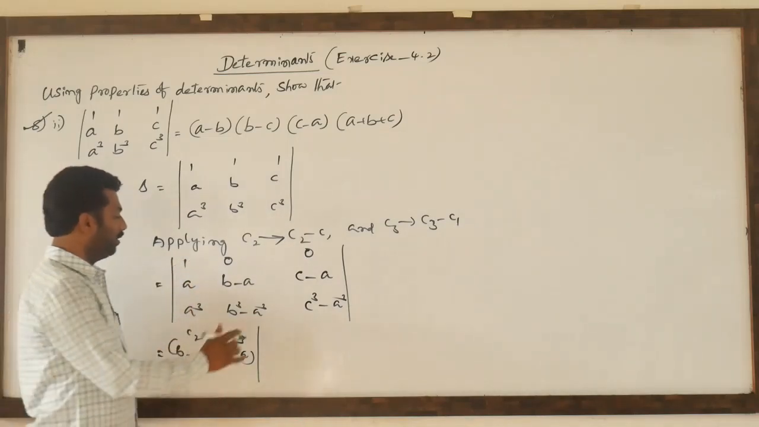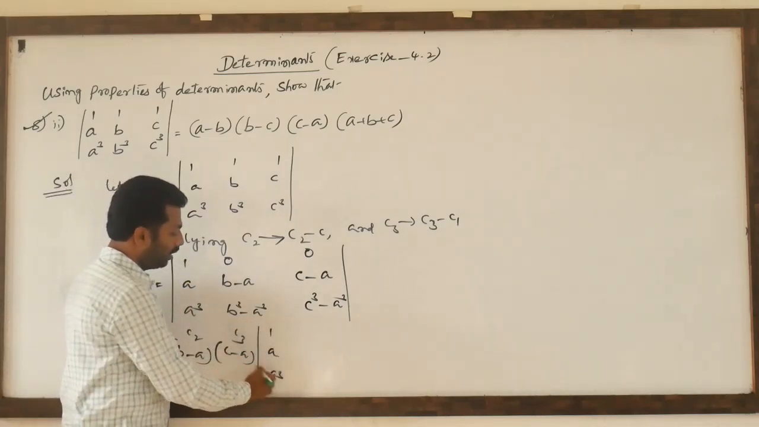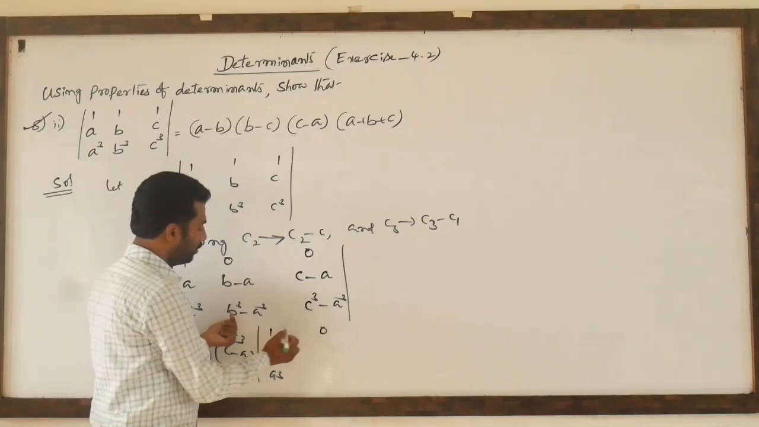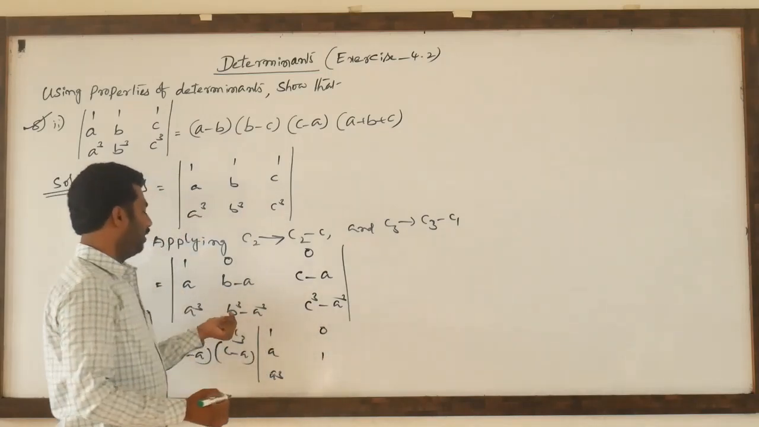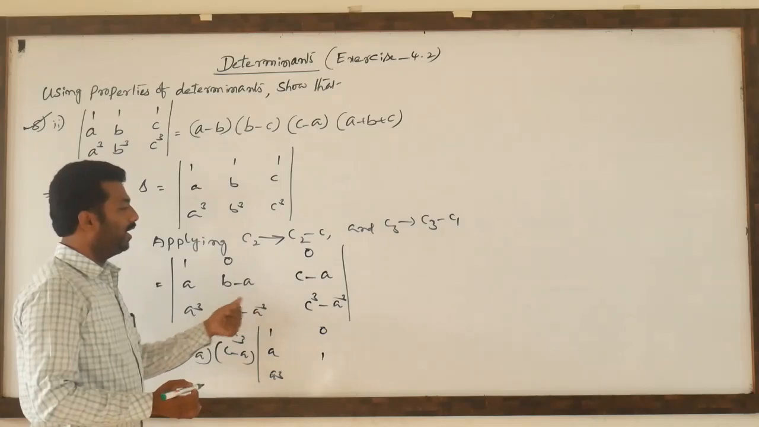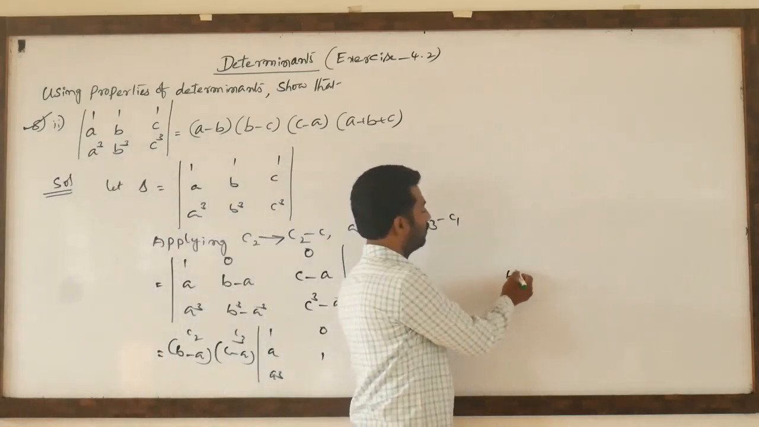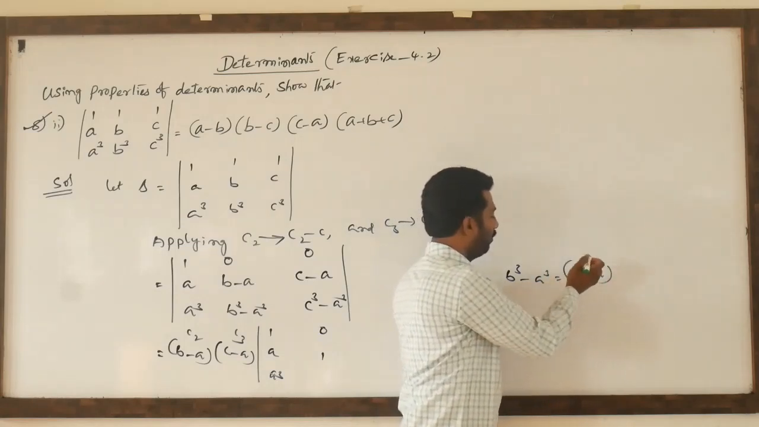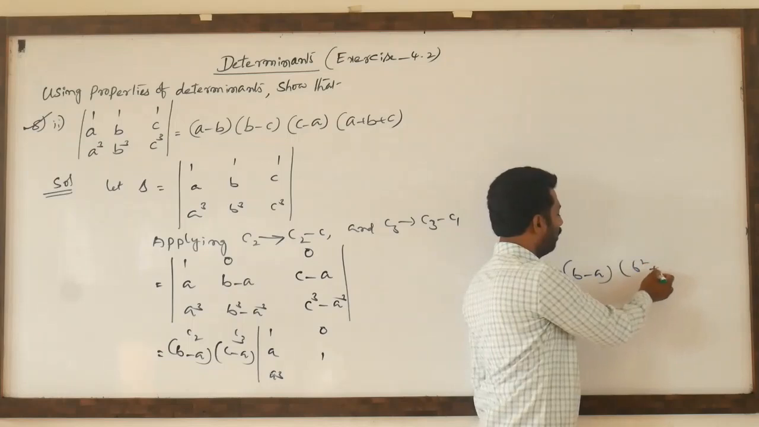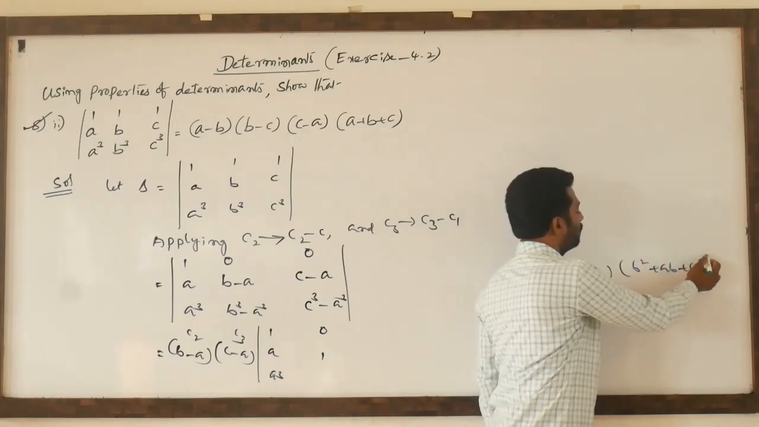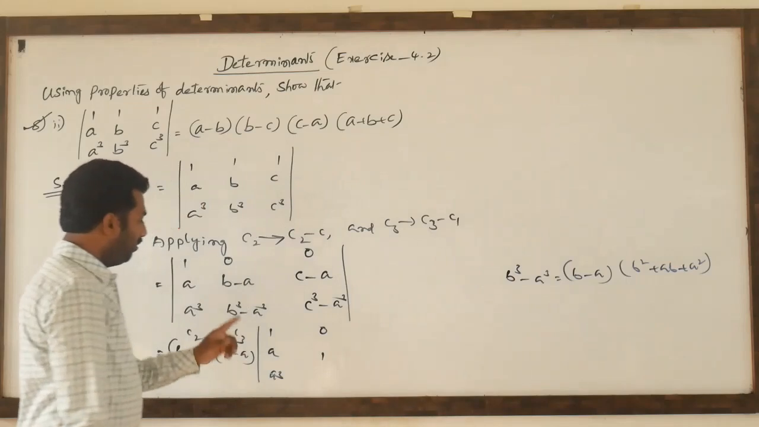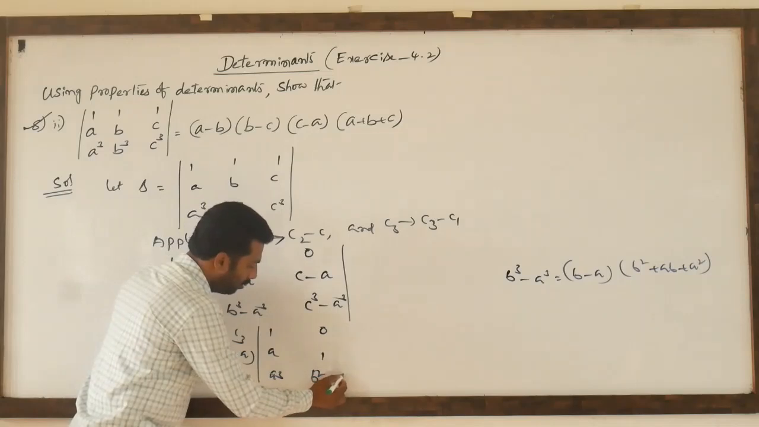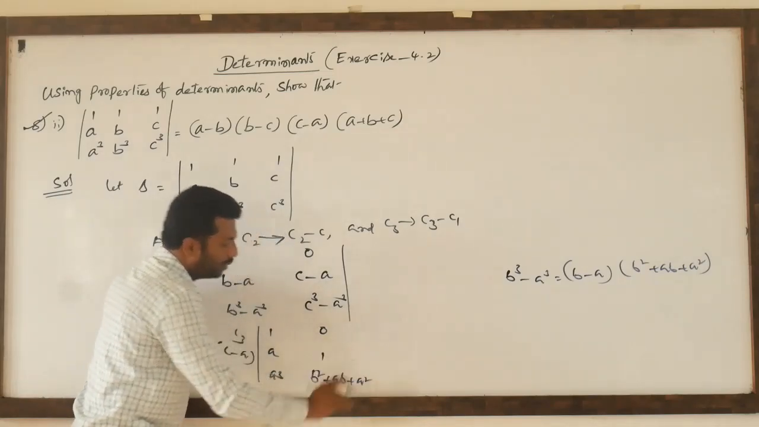No change in C1, that is 1 a cube. Here, if we take b minus a common, this is 0, this is 1. Then what we got? b cube minus a cube. What is b cube minus a cube? Equal to (b minus a) into (b square plus ab plus a square). So b minus a is gone. Then what is left here? That is b square plus ab plus a square.